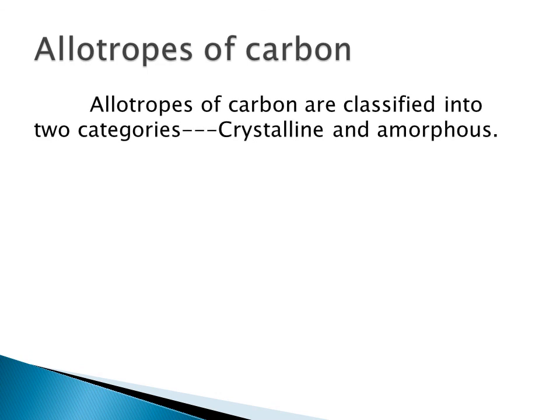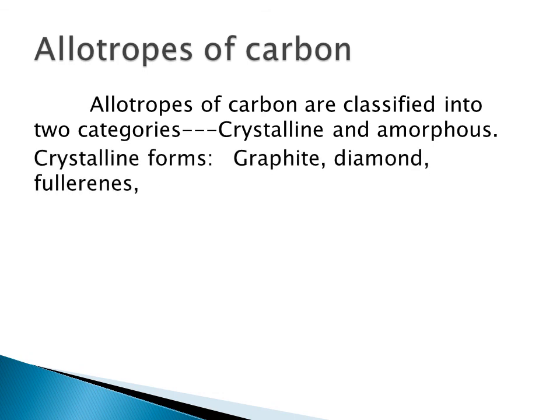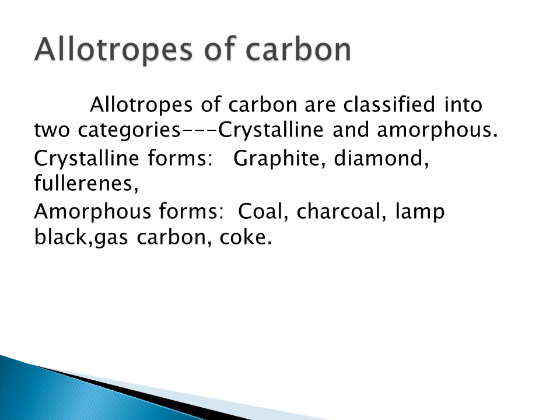Allotropes of carbon are classified into two categories, crystalline allotropes and amorphous allotropes. The crystalline forms of carbon are graphite, diamond and fullerenes. Amorphous forms of carbon are coal, charcoal, lamp black, gas carbon and coke.